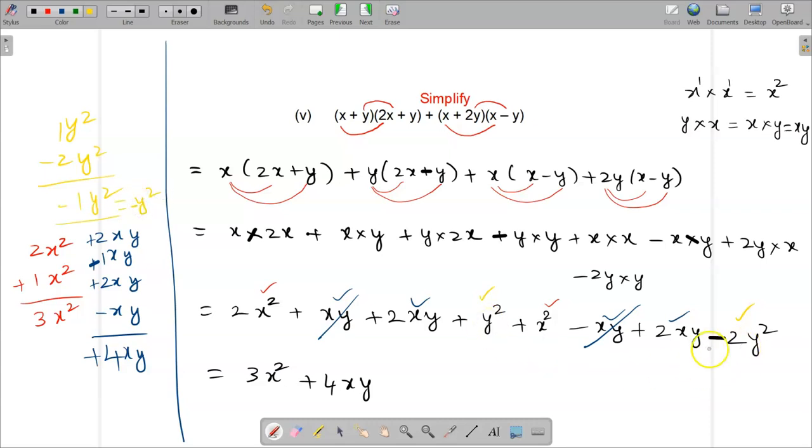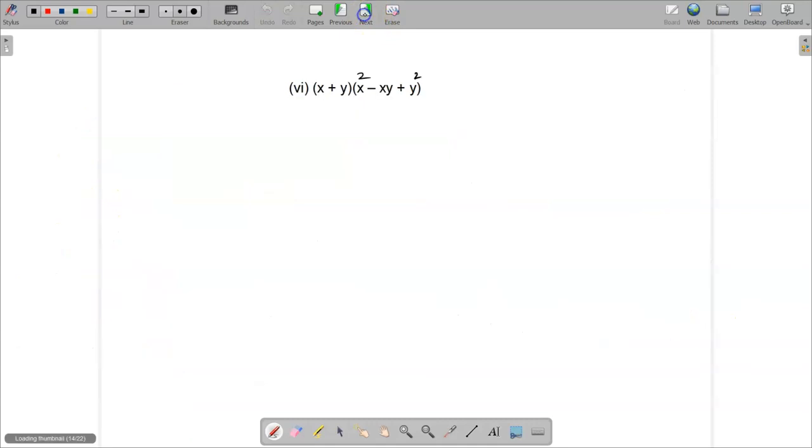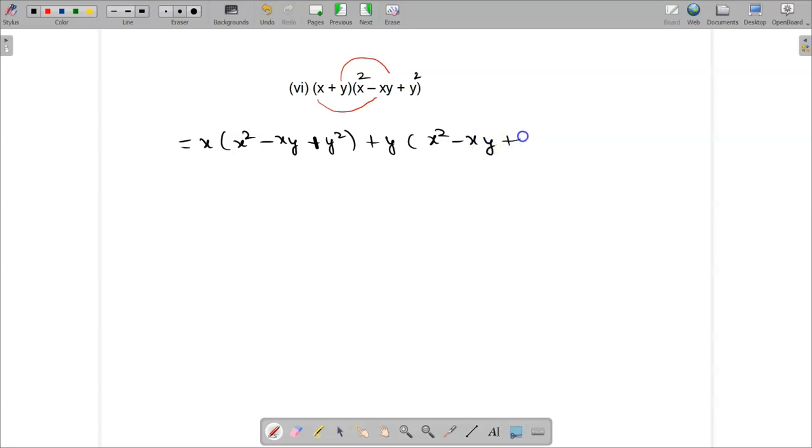So when you combine these two terms, I will get what? A minus y square. So this is the final answer for the fifth subdivision. Then coming to the sixth problem, as usual, whatever the term available here, x, I need to multiply with all the terms available here. Similarly, plus y, I need to multiply with all the terms available within the bracket. So I can write it as x into x square minus xy plus y square. Similarly, plus y into the second term, x square minus xy plus y square.